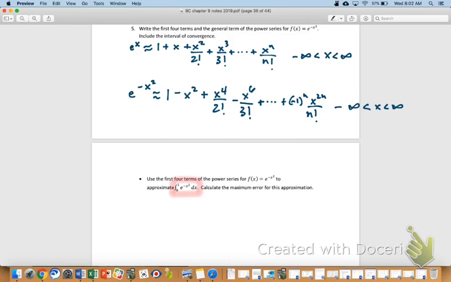We're trying to find this definite integral from 0 to 1, and I don't have a clue what the antiderivative is, but I do have a good idea of what the approximate polynomial would be for e to the negative x squared. And so what this says is use the first 4 terms that we just found to approximate the value of that definite integral. And then not only that, we have to acknowledge that we're off, and we want to bound the error and say, this is my best answer, and this is how far off I could be. Does that make sense?